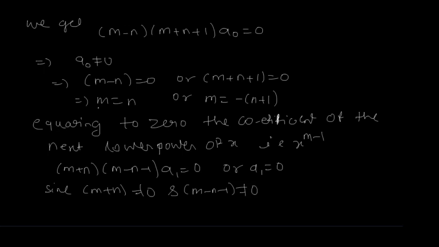Because it is given that m is equal to n and m is equal to minus of n plus 1, using these two, we said that m plus n cannot be equal to 0 and m minus n minus 1 cannot be equal to 0. So the only possibility is a1 is equal to 0. Thus we obtain the a1 value.